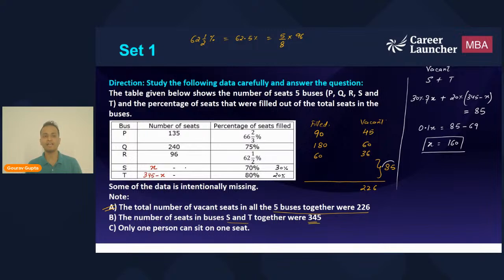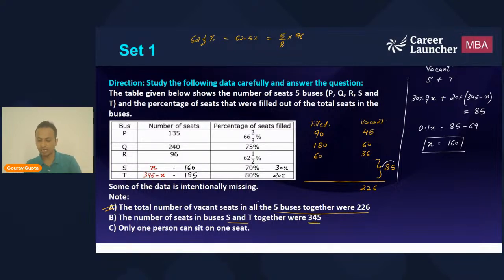Right? So I can now say the total number of seats in bus S, what is the value of X? 160. All right. And the total number of seats in bus T will be 345 minus 160. So what is this number? Anyone? 185. Okay. So I have calculated the total number of seats in these two buses: 160 and 185.